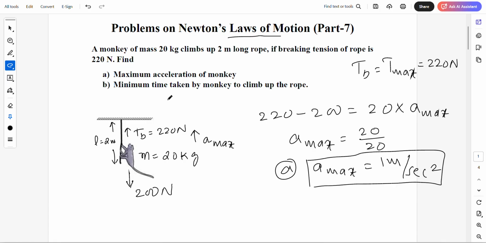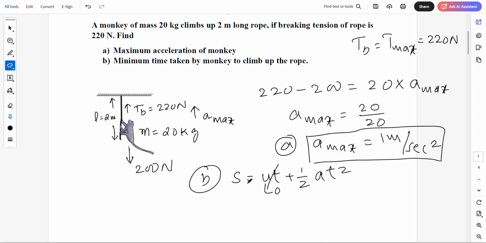Now what are we supposed to calculate in B? The minimum time taken by the monkey to climb up the rope. We'll be using the equation of motion, that is S is equal to ut plus half a t square. u is 0, therefore this will be 0. S is the length L, so L is equal to 1 by 2 a t square. We are using the equation of motion to calculate the minimum time. Therefore, t is equal to square root of 2L by a. If a is maximum, t will be minimum.